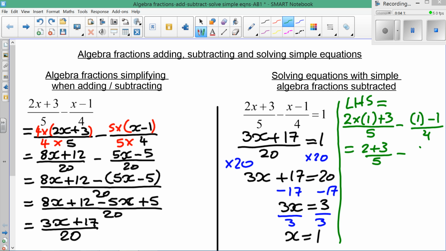minus 1 is 0 over 4, equals 2 plus 3 is 5 over 5 minus 0 over 4 is 0, and 5 over 5 is 1, minus 0 is just 1, which equals the right hand side. Therefore I have the right solution.